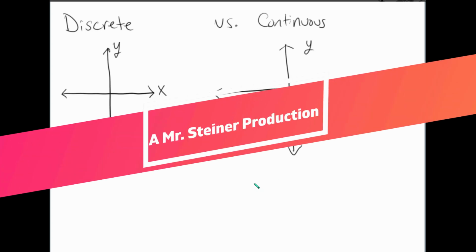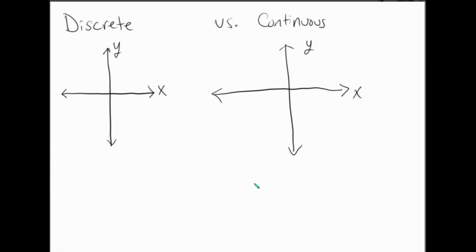Hello all, in this video we're going to take a look at the difference between discrete versus continuous graphs, and also take a look at how to determine if a table is going to be linear versus nonlinear. So let's get started, ladies and gents.